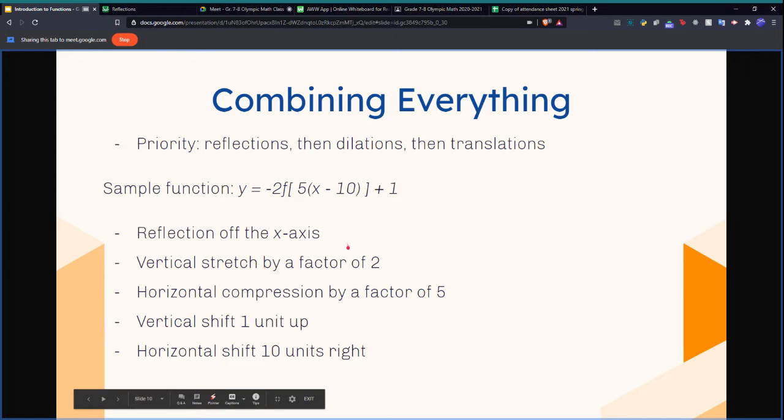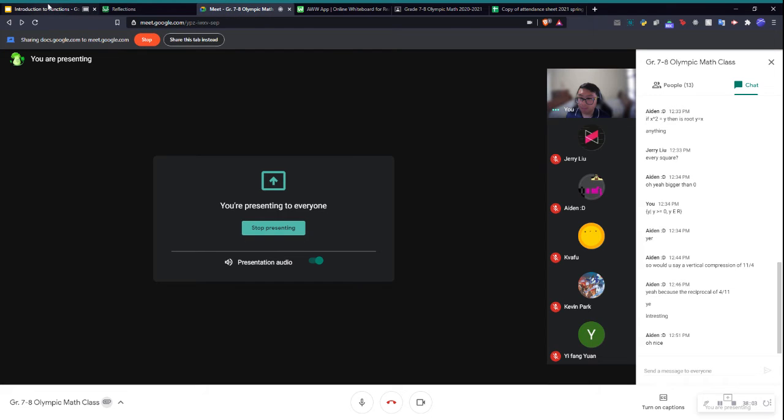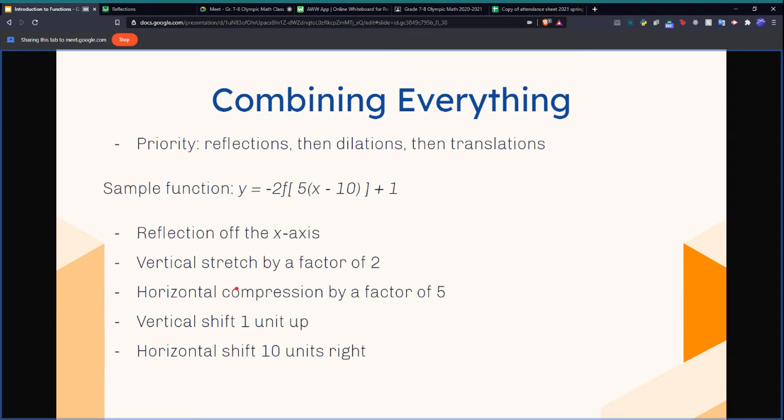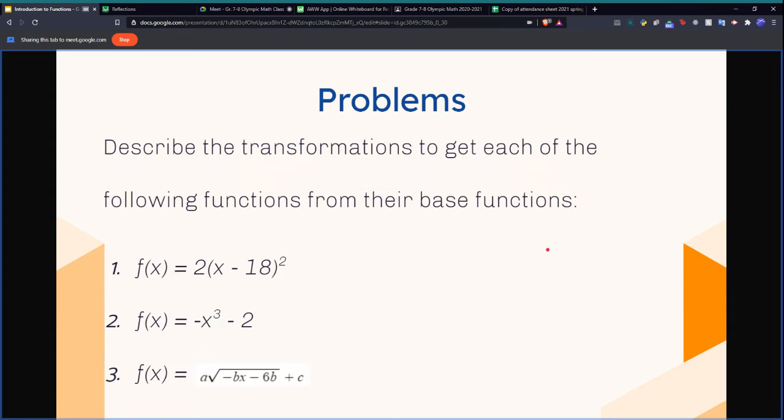All right. Any questions about this? So that's how you combine everything. Any questions? Hopefully you understand how to phrase these, because we're going to use that in the next couple questions. All right. So let's look at these problems. Describe the transformations to get each of the following functions from their base functions. So I have question 1, question 2, and question 3. I'll give you guys a minute to figure this out, and we'll take it up.